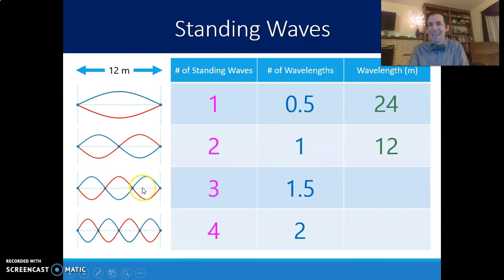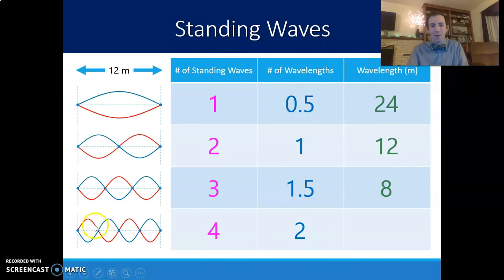So from end to end, that's 12. 1 wavelength isn't quite 12. It's 2/3 of that. 2/3 of 12 is going to be 8 meters. Another way to think of it is if you were to divide 12 into 3 standing waves, each one gets 4 meters, and it takes 2 standing waves to make 1 full wavelength.